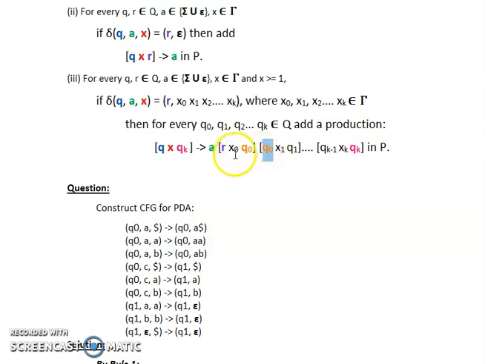Now we have to add the production for each and every symbol in the stack. So suppose there are symbols x0 to xk. So we have to add for every symbol x0, x1, x2, and so on till xk. Now let us solve an example to get a clear idea.